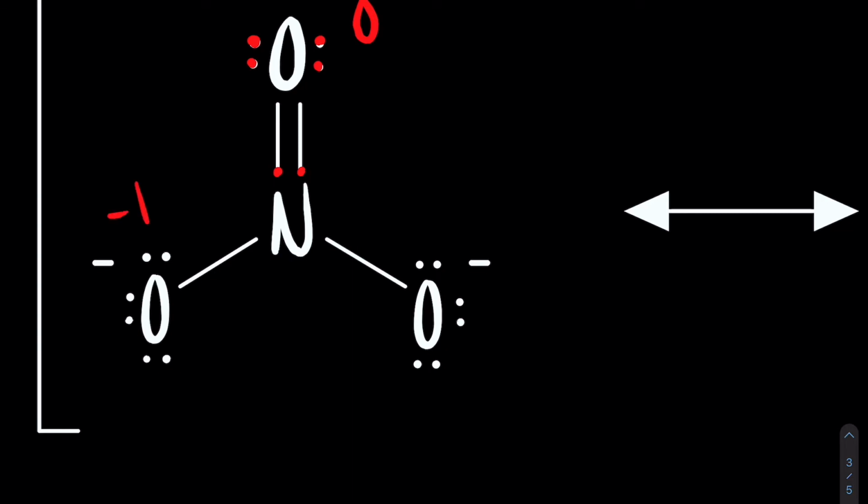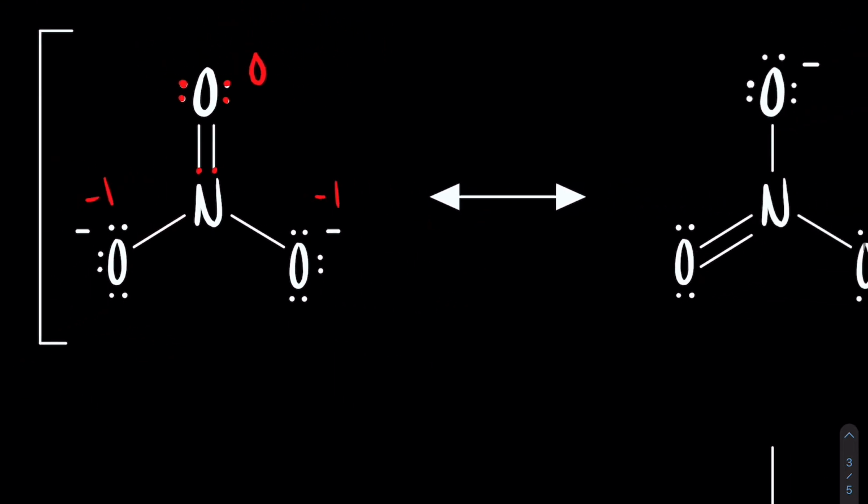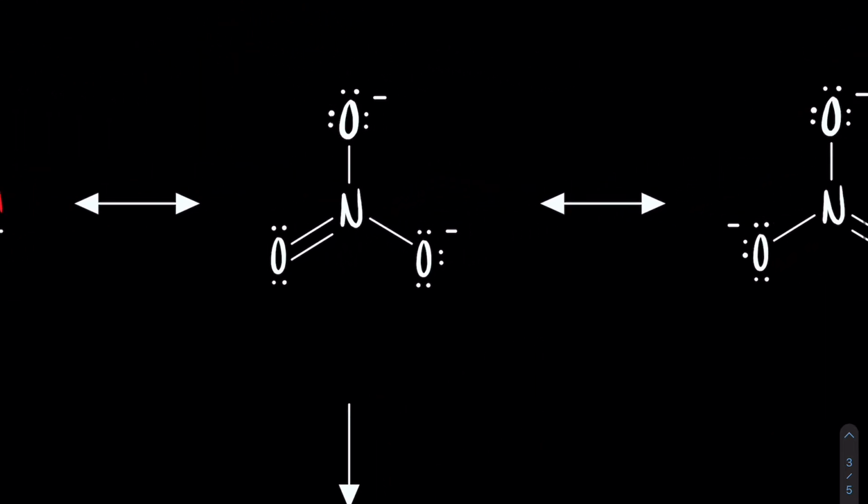This oxygen over here has a -1 formal charge. That's because it has 7. Its electron density is negative. It's got 1 more negative charge than what it prefers to have. Same thing with this one. It's got a -1 charge as well, and so on. You can do it with the rest of them.